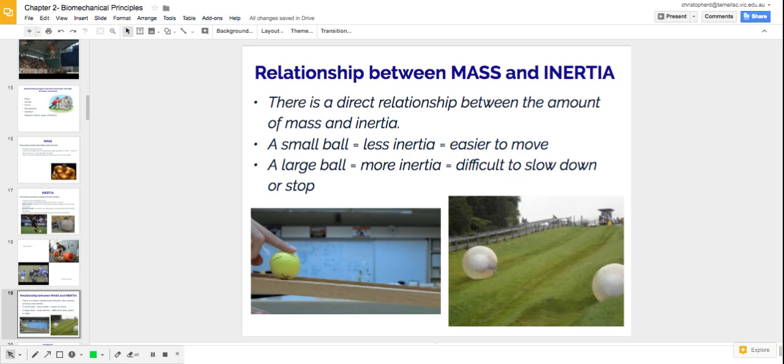If you have a larger ball, for example a Swiss ball, or you can see these oversized ones which have got people inside, they're going to have a lot more inertia. So they're going to be a lot more reluctant to stop moving, which means they're going to be more difficult to slow down or stop. You would think about how you would be able to stop this ball from going down the hill. It's going to be very hard compared to our golf ball.